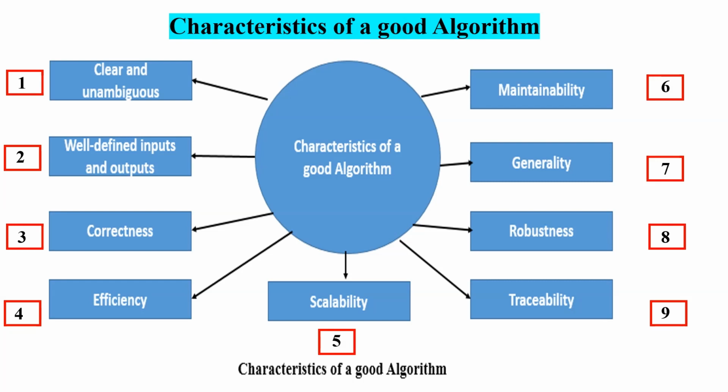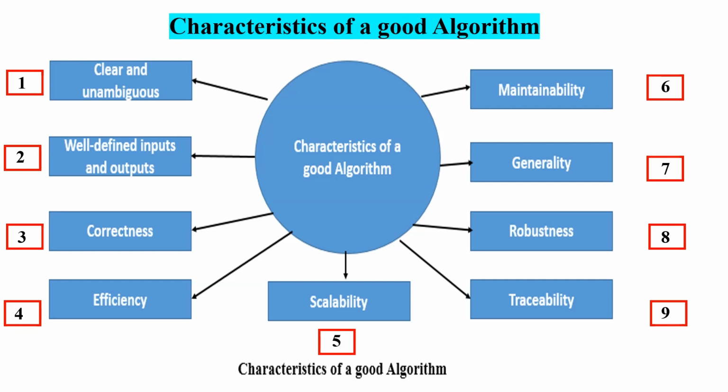Fifth point: scalability. A good algorithm should be scalable, that is, it should be able to handle large inputs without running out of memory or time. Sixth point: maintainability. A good algorithm should be easy to maintain and modify as needed. Seventh point: generality. A good algorithm should be general enough to handle a wide range of inputs and solve a variety of related problems.